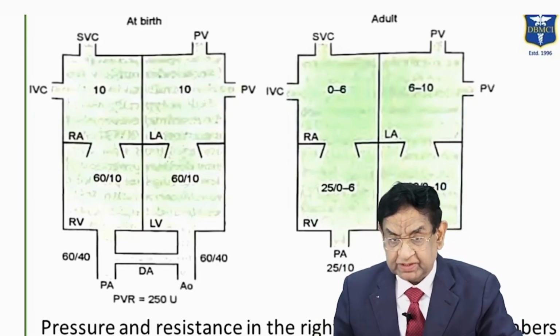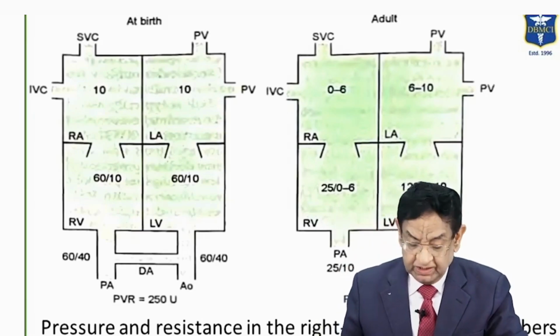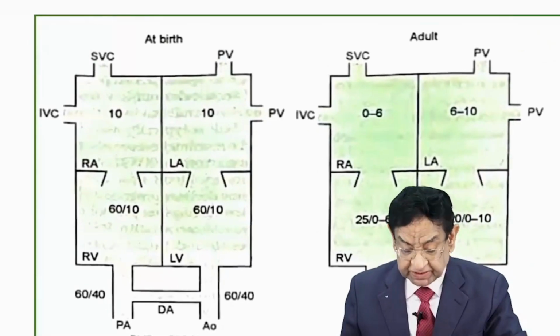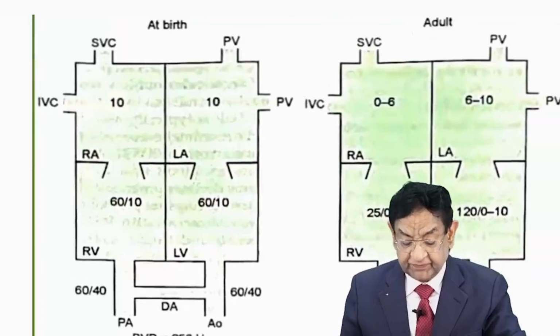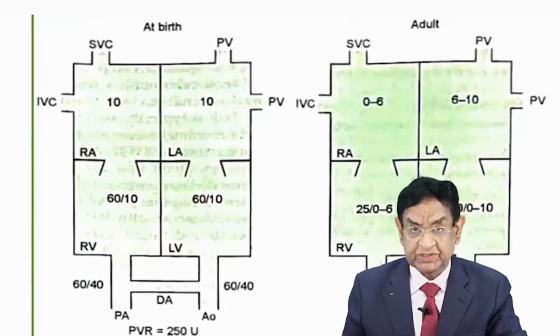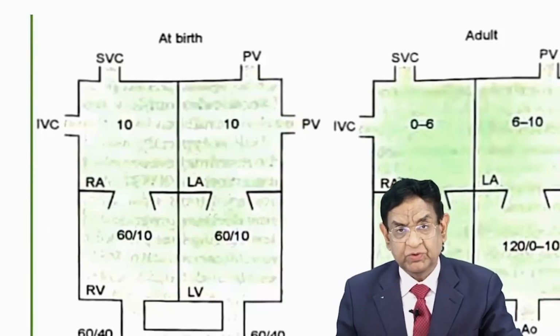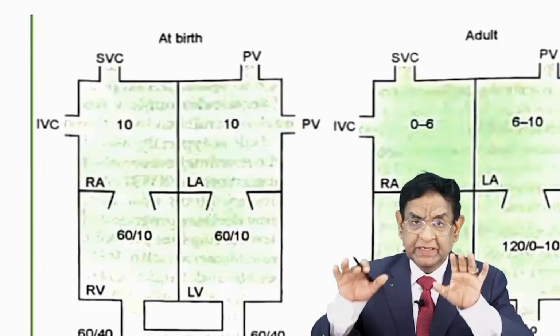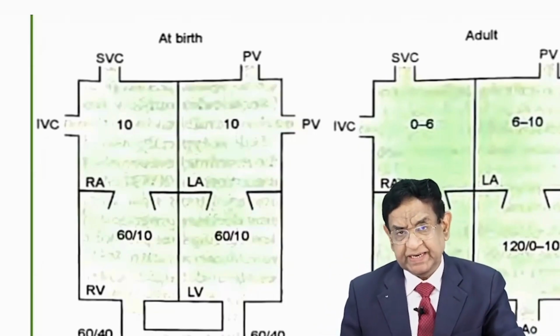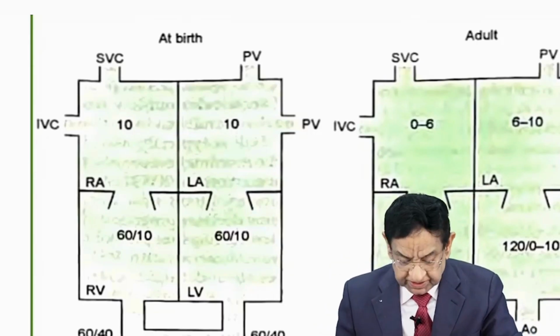This slide is worth $1 million. So what is the physiology at birth and what is the physiology in adults? I'll go deliberately, very slowly, and I'd like to repeat twice. This is the basic foundation of the entire congenital heart disease.